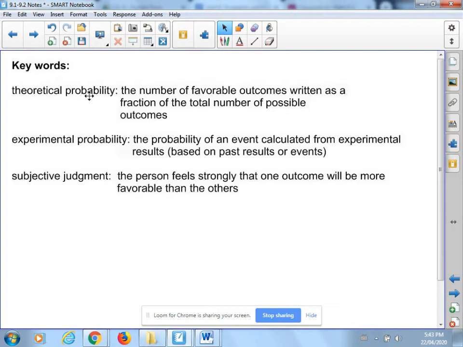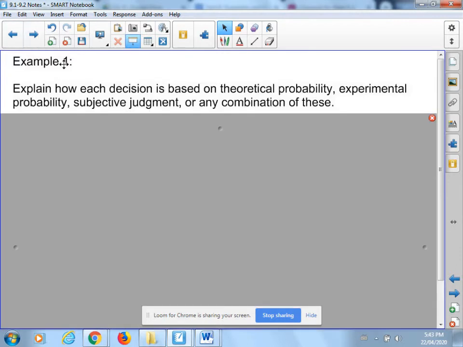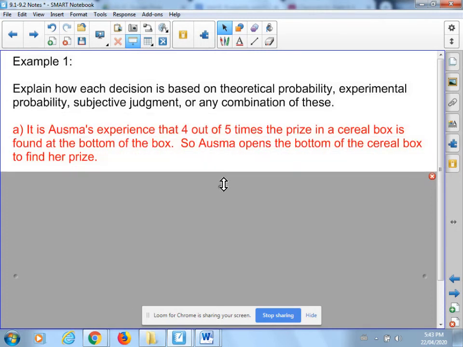However, if we take basketball, for example, so what's the chances that you get a basket in from the free throw? Does that change your odds compared to if you are right under the net? Or if you play on a basketball team, does that change your odds compared to someone who does not play on the basketball team? So these are all subjective judgment decisions that you make based on your own opinion. So the types of things you're going to see is this: explain how each decision is based on theoretical probability, experimental probability, subjective judgment, or any combination of these.